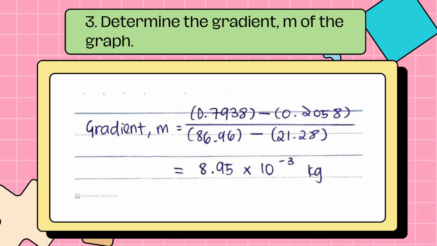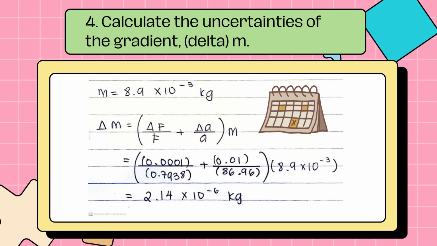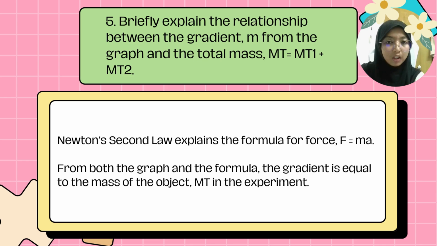The gradient m of the graph is 8.95 times 10 to the power of negative 3 kilograms. The uncertainty of the gradient, delta m, is 2.14 times 10 to the power of negative 6 kilograms. For the relationship between gradient m from the graph and the total mass, Newton's second law explains the formula for force, F equals ma. From both the graph and the formula, the gradient is equal to the mass of the object, mt, in the experiment.